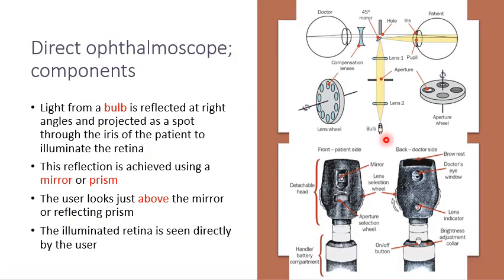So the device contains a bulb which produces light. This light is reflected at right angles to project as a spot through the iris of the patient to illuminate the retina. This reflection can be done whether with a mirror or a prism. The user looks just above the mirror. So we have a small mirror here, and the user looks just above the mirror or the refracting prism, and the illuminated retina is seen directly by the user.